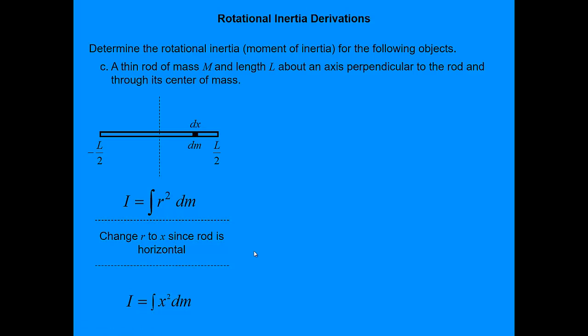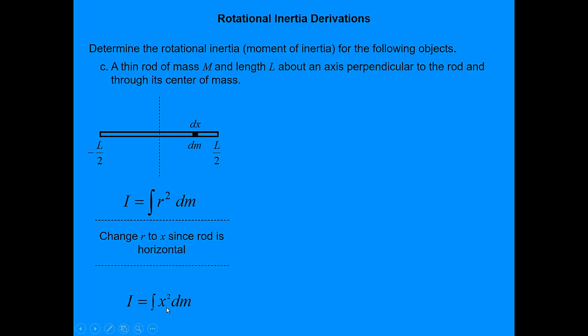Now we run into a problem. Our problem is that as we choose little mass increments up and down the rod here, the mass of those little increments isn't going to change. The position of those mass increments is going to change. But our integral is with respect to mass.